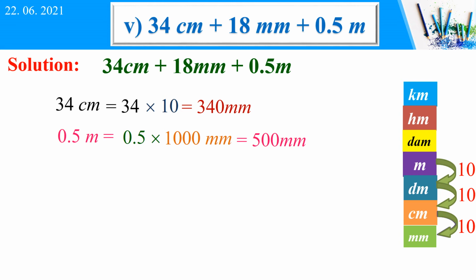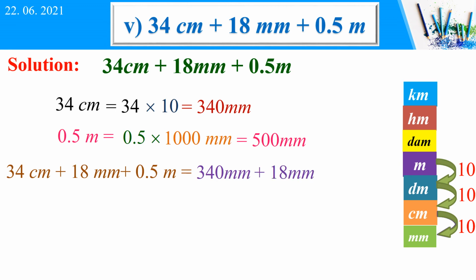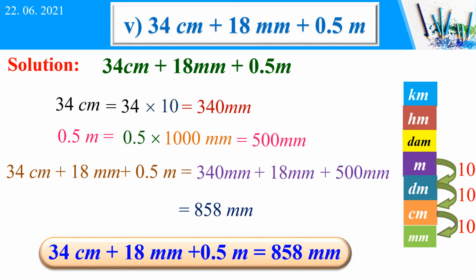So let us use this 340 millimeter and 500 millimeter in the place of 34 centimeter and 0.5 meter in the question. So 34 centimeter plus 18 millimeter plus 0.5 meter is equal to 340 millimeter plus 18 millimeter plus 500 millimeter. And adding we get 858 millimeter. Therefore, the solution for this sum is 858 millimeter.